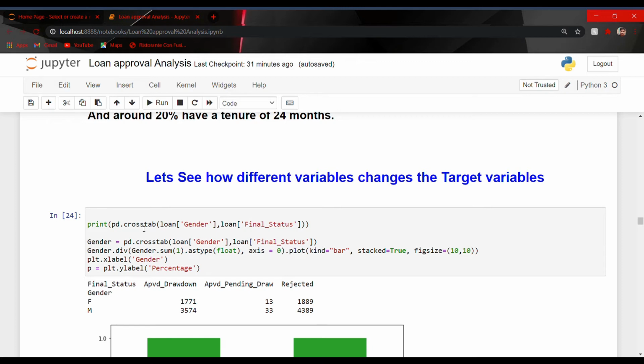So before going further, let me tell you what crosstab means. Crosstab is a pandas function. It is used to compute a simple cross tabulation of two or more factors. That means it gives us the tabulation in a tabular format. It gives the analysis of two or more rows. Here we have taken gender and final status, as final status is our target variable and gender is our independent variable.